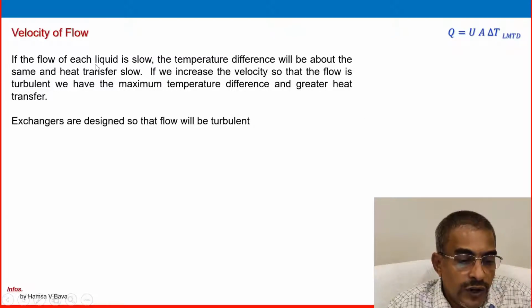If the flow of each liquid is slow, the temperature difference will be about the same and heat transfer will be slow. If you increase the velocity so that the flow is in the turbulent region, we have maximum temperature difference and greater heat transfer. So exchangers are designed so that the flow will be in the turbulent region.